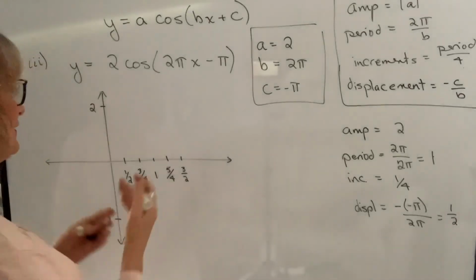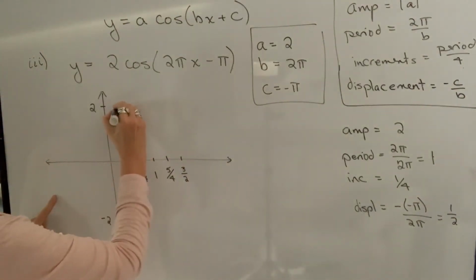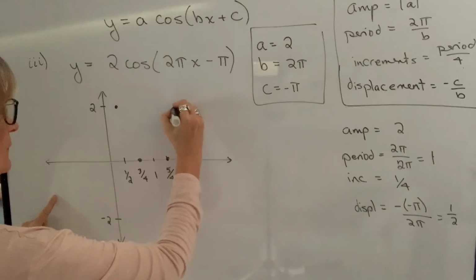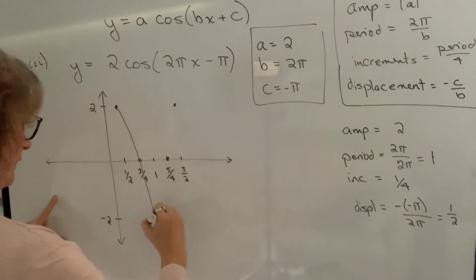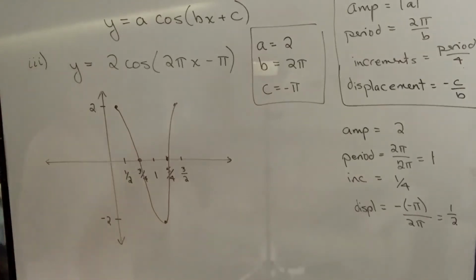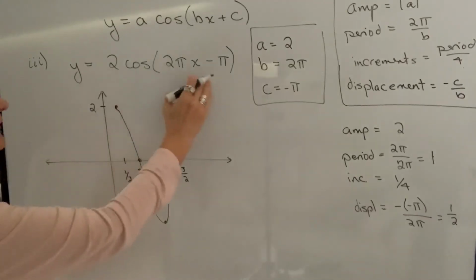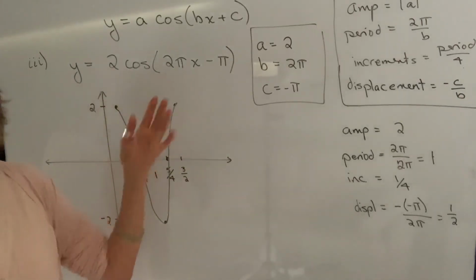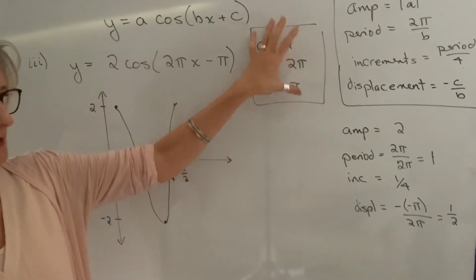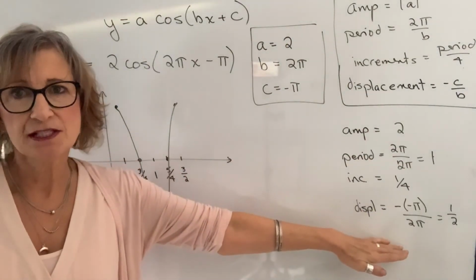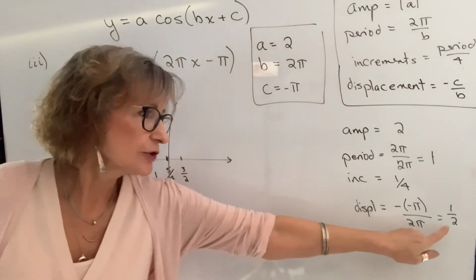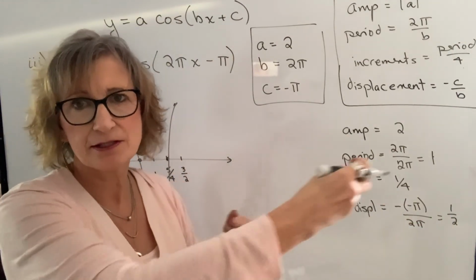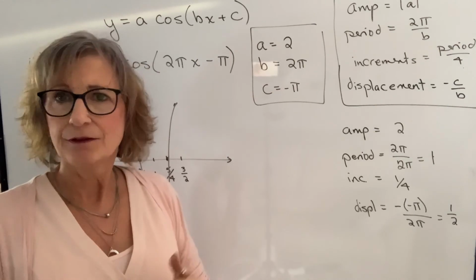Then I just plot my points, my cos function. And there's your graph of this function. So with this technique, it looks pretty intimidating when you see it looking like this. But just go through these steps, identify A, B, and C. From that, you can determine these values. That tells you where to start, the x value, where to start your graph. And then add your increments 4 times to get your next 4 key values for x. And then plot your curve.